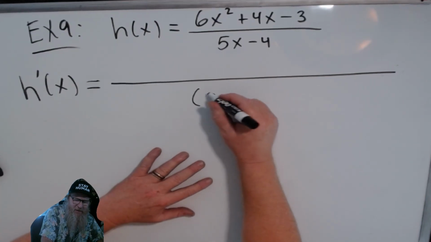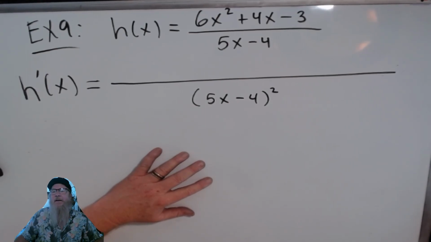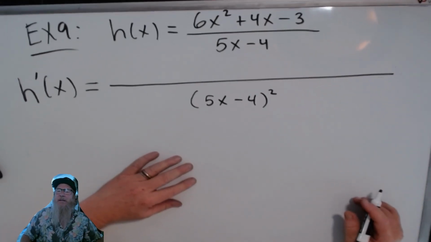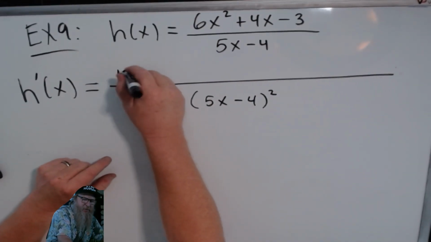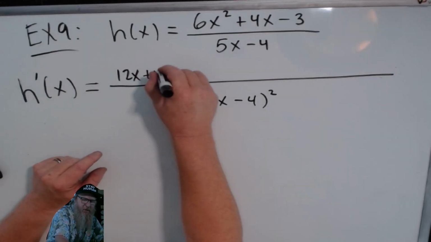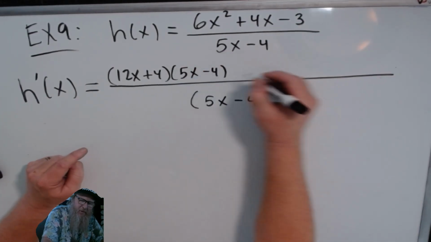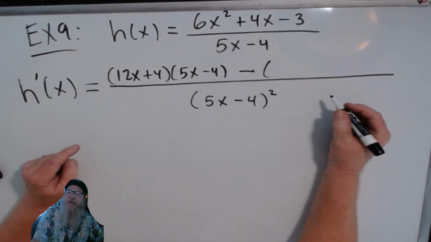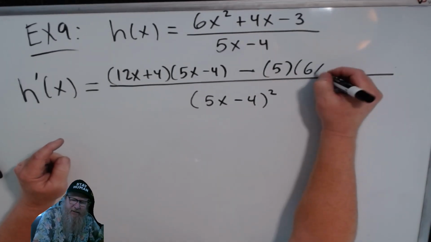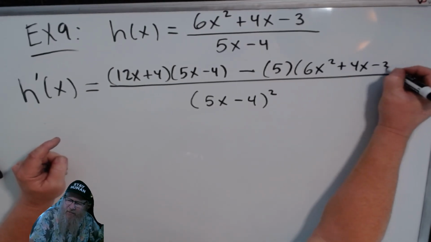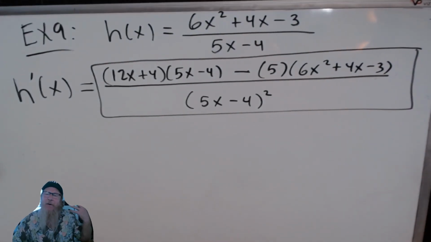All right, I like to just start off by squaring the denominator. All right. And then let's just go through the process. So we have the derivative of the top. Again, I like to say it, derivative of the top. So that's going to be 12x plus 4 times the bottom, 5x minus 4, minus the derivative of the bottom, 5 times the top, 6x squared plus 4x minus 3.